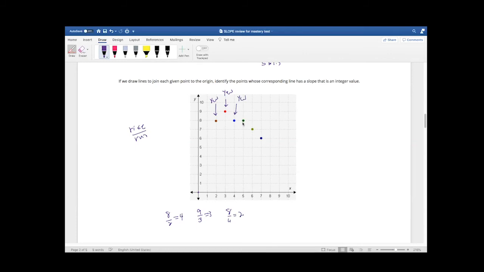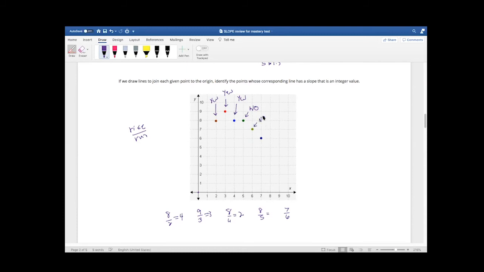This dark green, rise is 8, run is 5. 8 over 5, that's not going to give me an exact whole number answer, an integer. That would be left as a fraction or a decimal. So this one is a no. How about this one? Rise of 7 over 6. Again, that's not going to come out to a whole number answer or an integer. It's going to be left as a fraction or a decimal. So that one is a no.